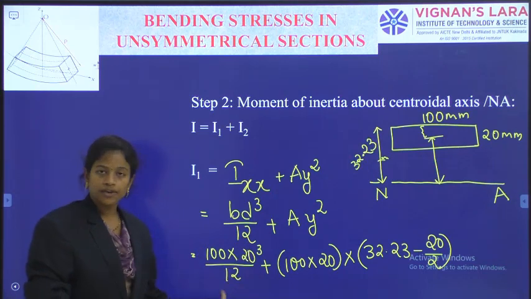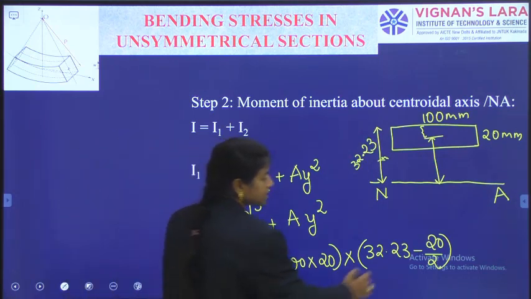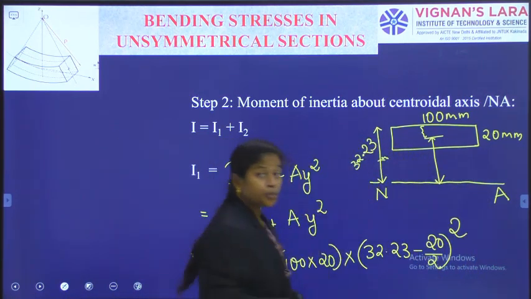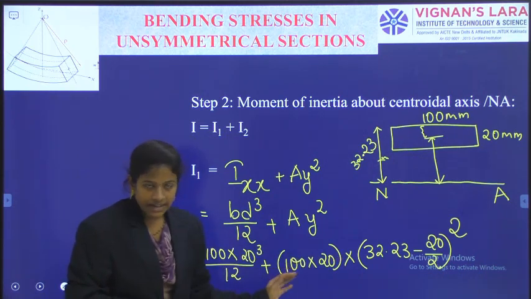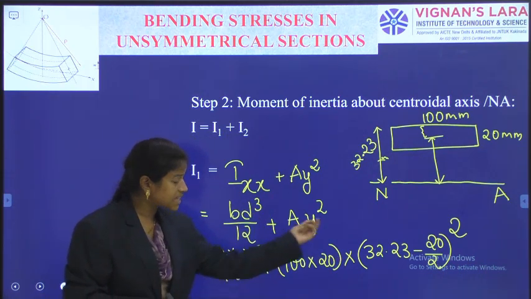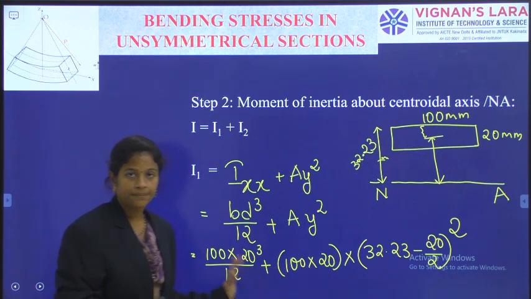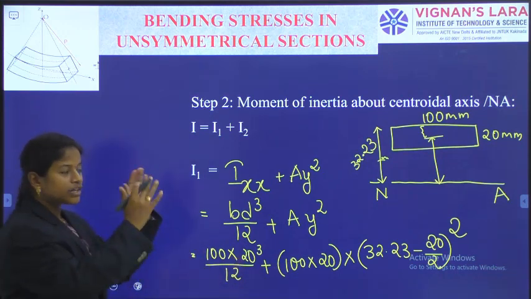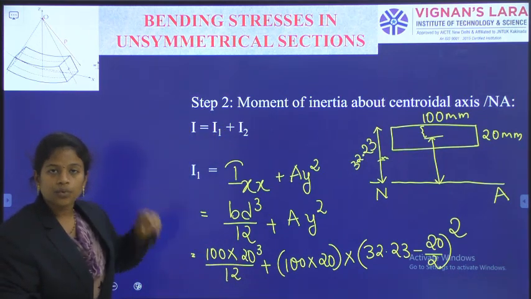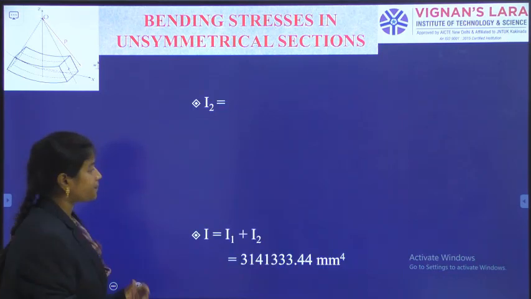Only b d cube by 12 plus A y square. Don't forget to put the square. I am substituting the y, and then I have to cross check whether I have given b d cube by 12 plus A into y square or not. With this value we will calculate only for the top flange. Now I am going into the web.